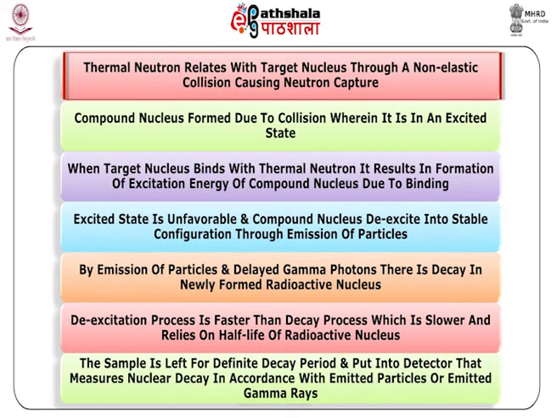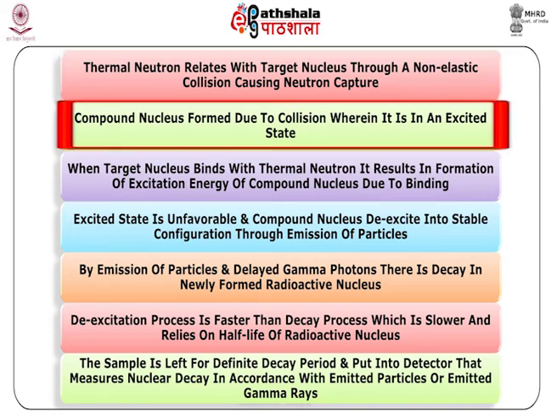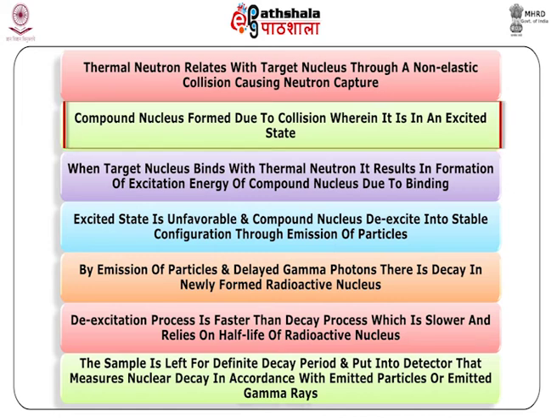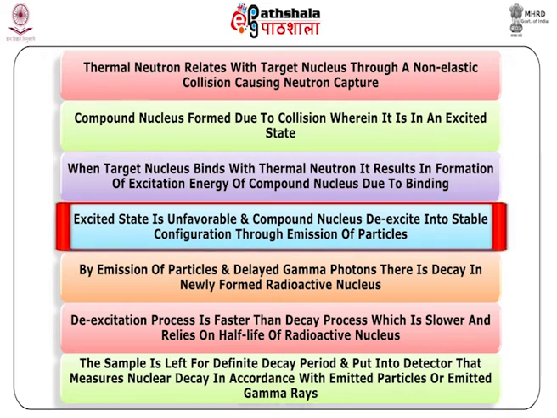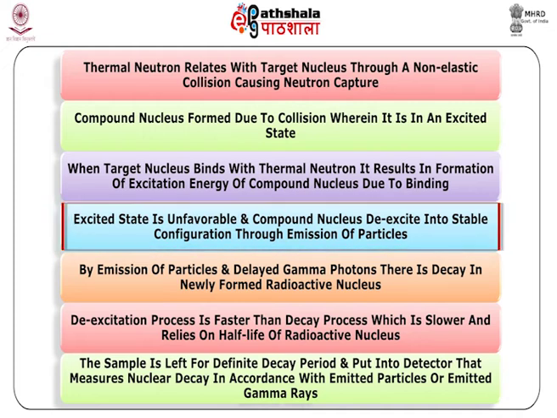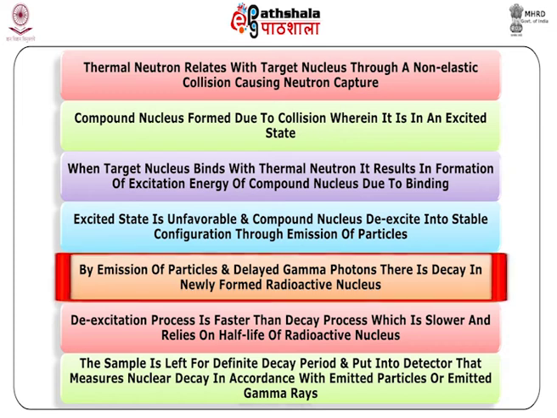On being irradiated, a thermal neutron interacts with the target nucleus through a non elastic collision, causing neutron capture. A compound nucleus is formed due to this collision, wherein it is in an excited state. When the target nucleus binds with the thermal neutron, it results in the formation of the excitation energy of the compound nucleus due to this binding. This excited state is unfavorable and the compound nucleus will almost instantaneously de excite into a more stable configuration through the emission of particles and one or more characteristic prompt gamma photons.